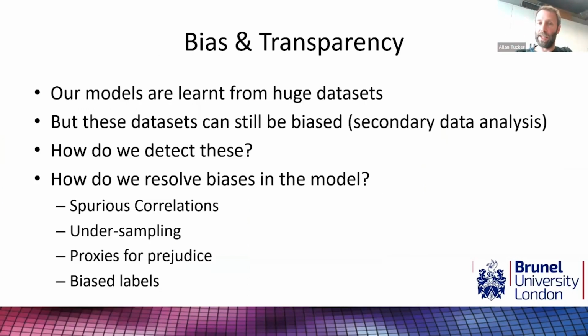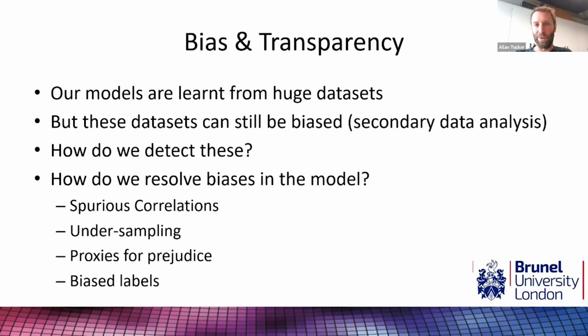We were releasing these synthetic data sets, and even though the models are learnt from potentially huge data sets at CPRD, it doesn't get around the idea that they can still be biased. So we're still doing essentially secondary data analysis. So we wanted to start to explore this. How, firstly, can we detect these biases, and how can we resolve some of them?